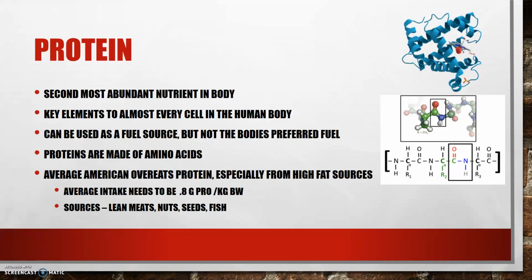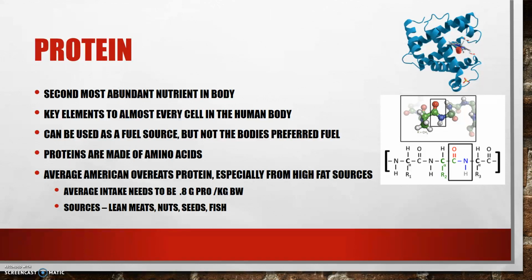Let's start with protein first. So protein is the second most abundant thing we have behind water, and it forms a key part of pretty much every cell and everything we do. It forms part of our genome, it forms enzymes that allow us to do things, it forms cell walls, nerves. It's extremely important. It can be used as a form of fuel, but it's not preferred because it's not efficient.